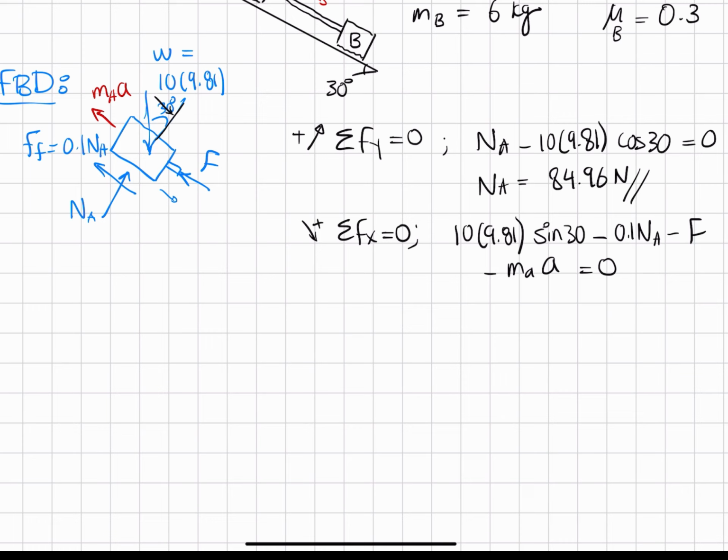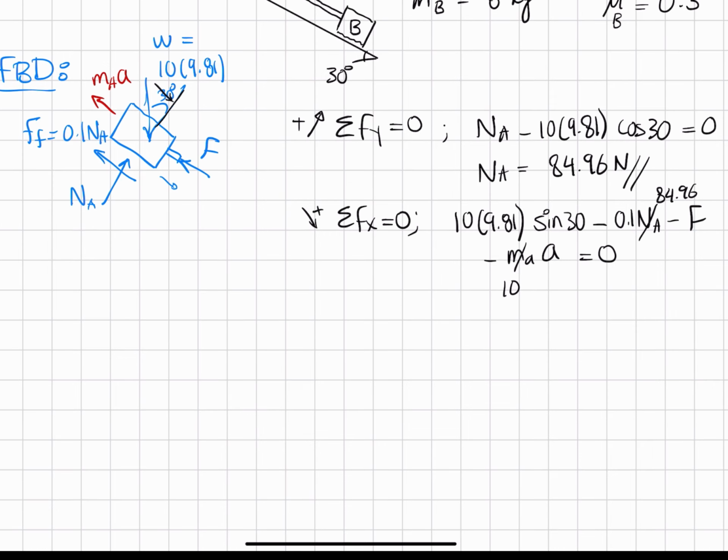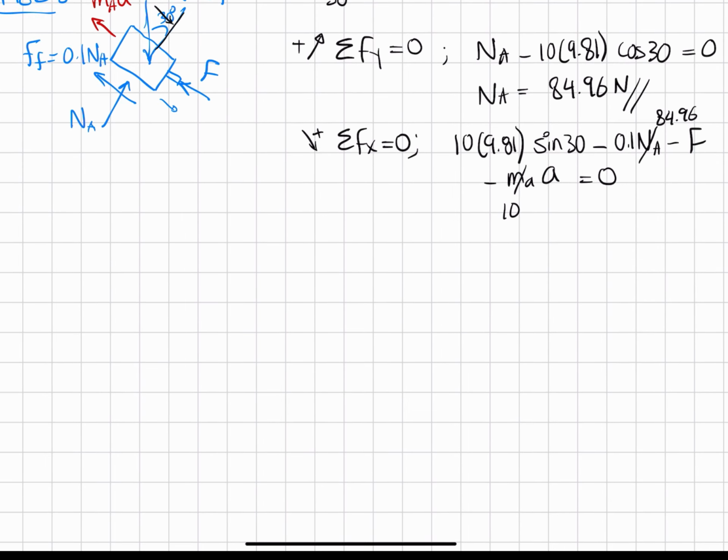We already know what MA is, that's 10. We know what NA is, that's 84.96. The two unknowns we have are F and A. Let's clean this up a little bit. We have 40.55 minus F minus 10A is equal to 0.